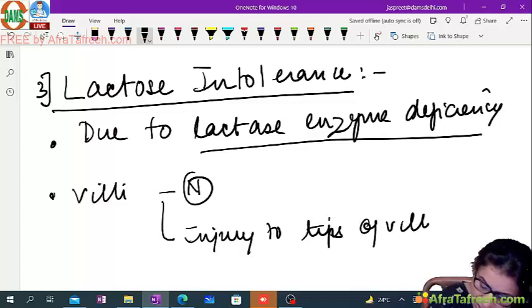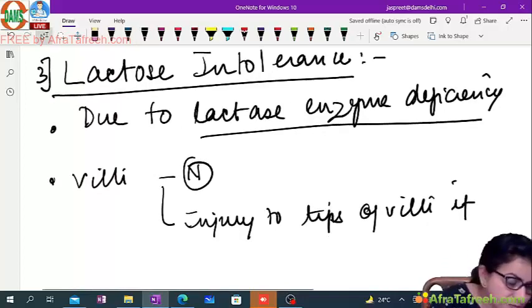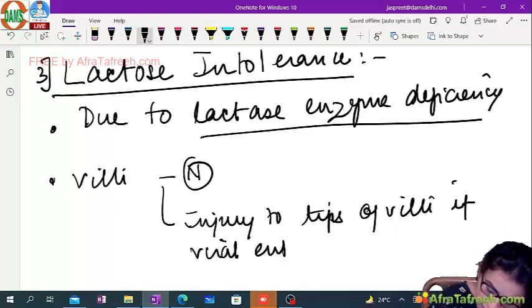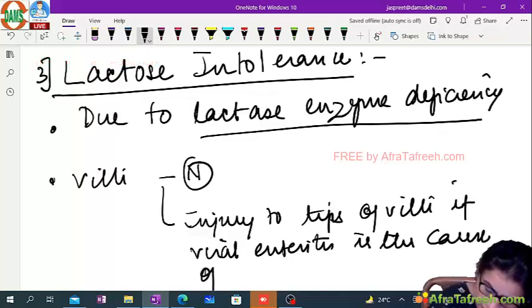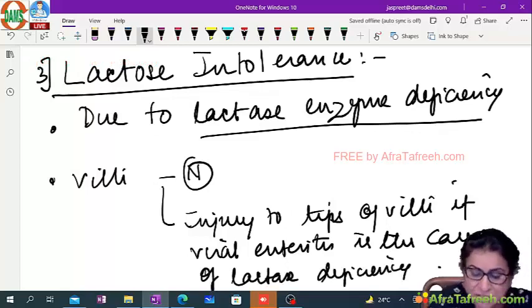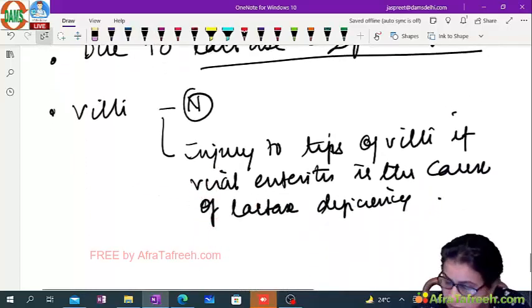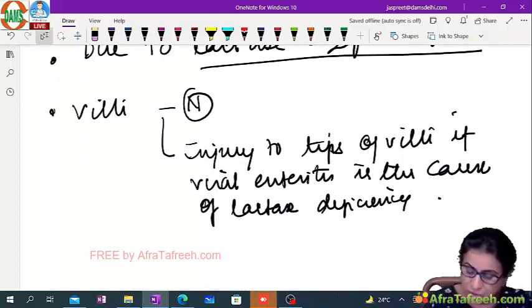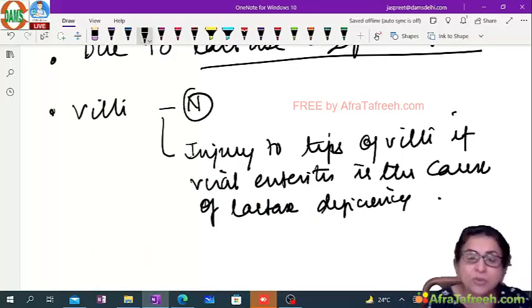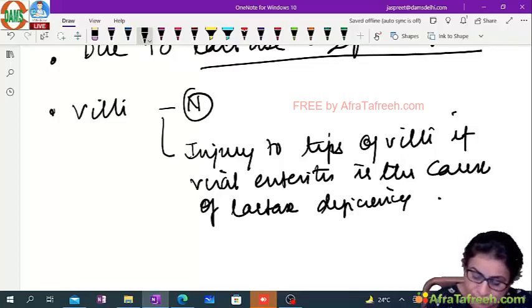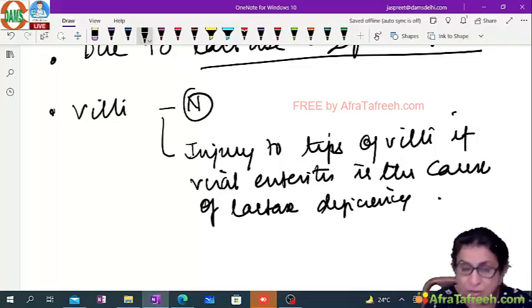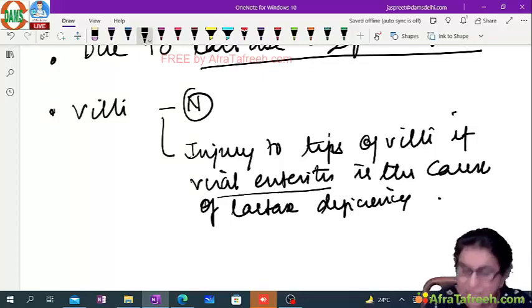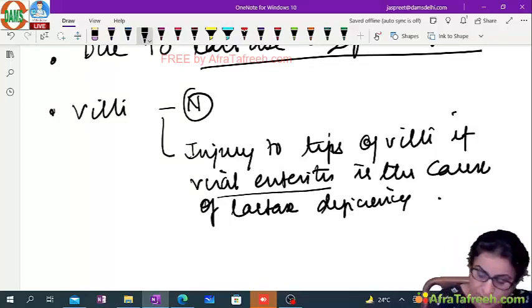So if viral enteritis is the cause of lactase enzyme deficiency, the tips of villi may show injury. Yes, bacterial overgrowth. Sridevi, you are right, overgrowth of pathogenic bacteria. So the villi may be normal, or if the cause of lactase deficiency is viral enteritis, the tips of villi may show injury. Okay, now what happens?